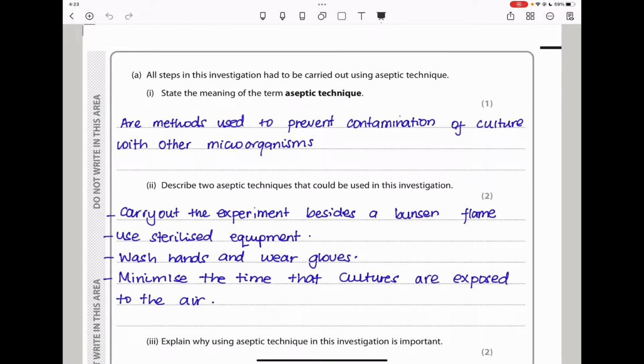So here the first question says, all steps in this investigation had to be carried out using aseptic technique. State the meaning of the term aseptic technique. Aseptic techniques are methods used to prevent contamination of cultures with other microorganisms. Usually these techniques are used if unwanted microorganisms are to be prevented from being part of an experiment or part of a process that is being carried out. So that is to use aseptic techniques.